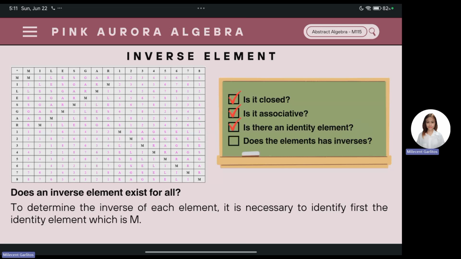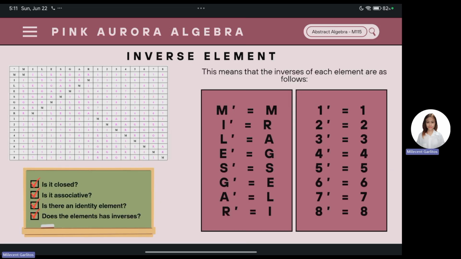Now, next one is, do the elements have inverses? We are going to prove this with respect to the inverse element. So, does an inverse element exist for all? To determine the inverse of each element, it is necessary to identify first the identity element, which is M. So after identifying the element, we can now find the inverses of each element. So this means that the inverses of each element are as follows.